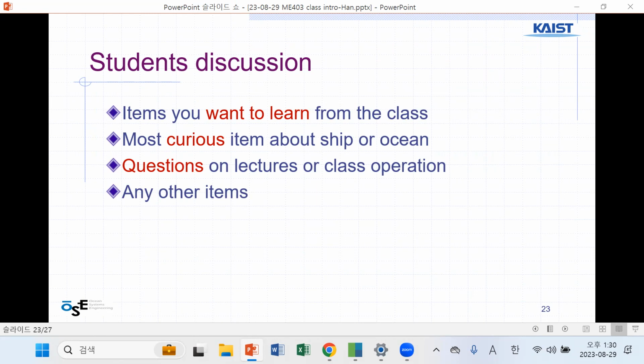Student discussion. So what do you want to learn from this class? What do you want to learn from myself? Now or later, please let me know. And what is your curious item about ship or ocean? Questions? And lecture note or class operation? Any other items? Anybody? Nobody?